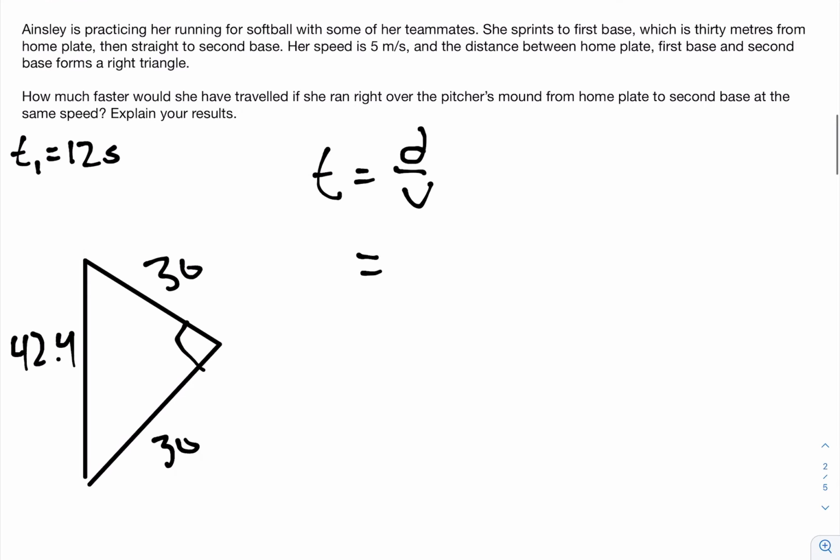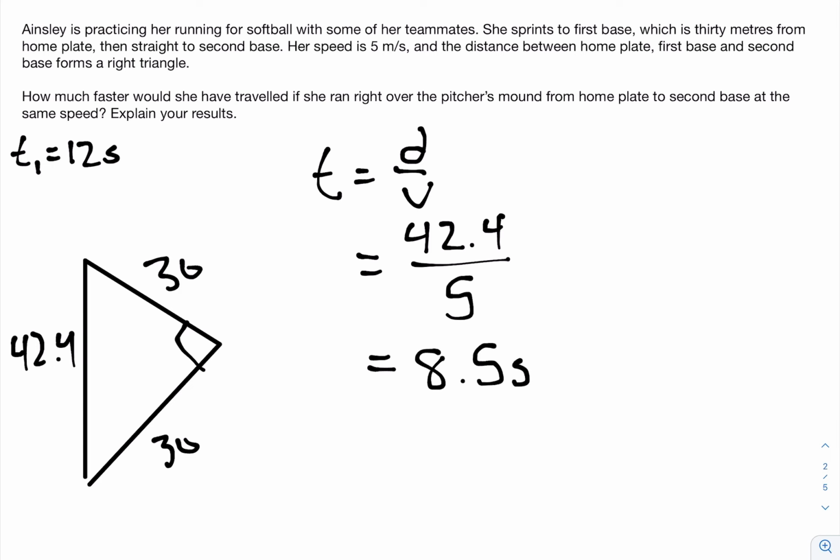So they told us that she was traveling at the same speed, right? At the same speed, except now our distance is different. So now our distance is going to be 42.4 over the 5 meters per second she was traveling before. So if we do that, that's going to be 8.5 seconds. Okay, so that's the time it would take her to travel from home straight to second base.